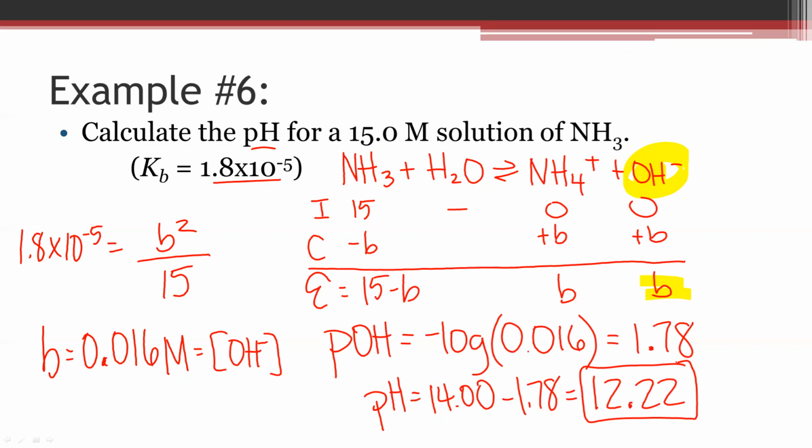So for weak bases, it's basically the same, but you just have to make sure that you realize that you solve for the OH concentration, not the hydronium concentration. So we have to do one final step to get to the pH at the end.